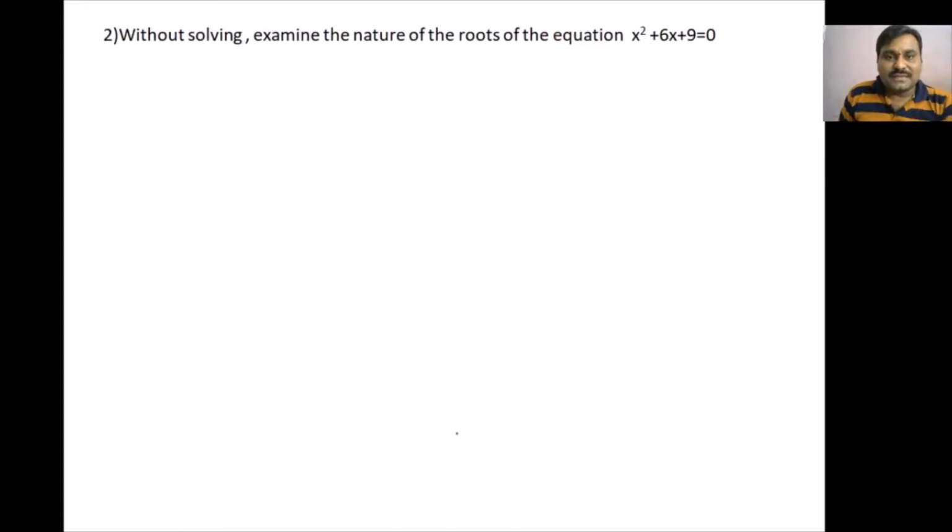Without solving, examine the nature of the roots of the equation x square plus 6x plus 9 is equal to 0. This is also the same method. Let us take the given equation, compare it with the standard form of the quadratic equation and take out the values of a, b, c. a is equal to 1, b is equal to 6, and c is equal to 9. Then what is the value of delta? That is b square minus 4ac.